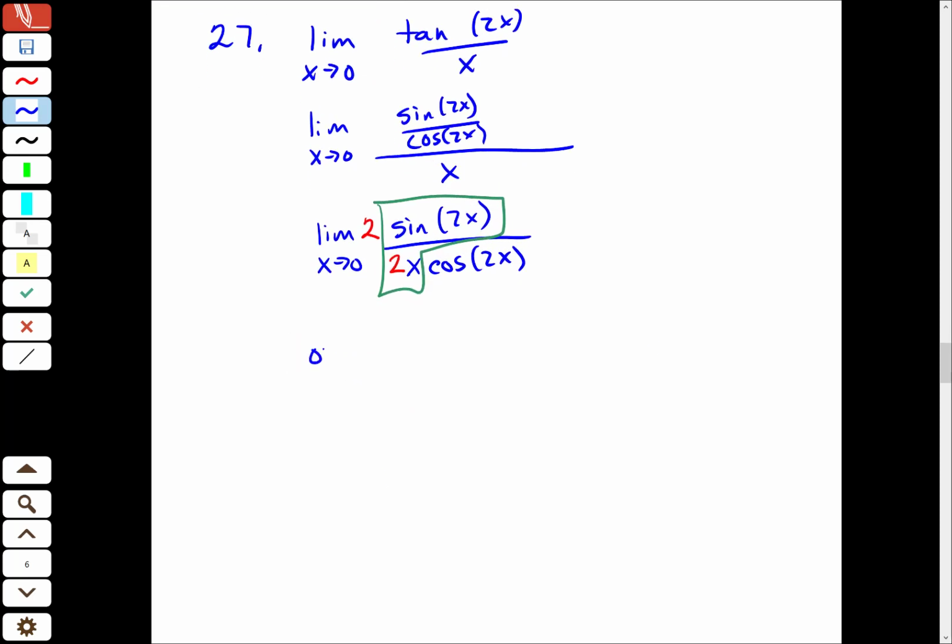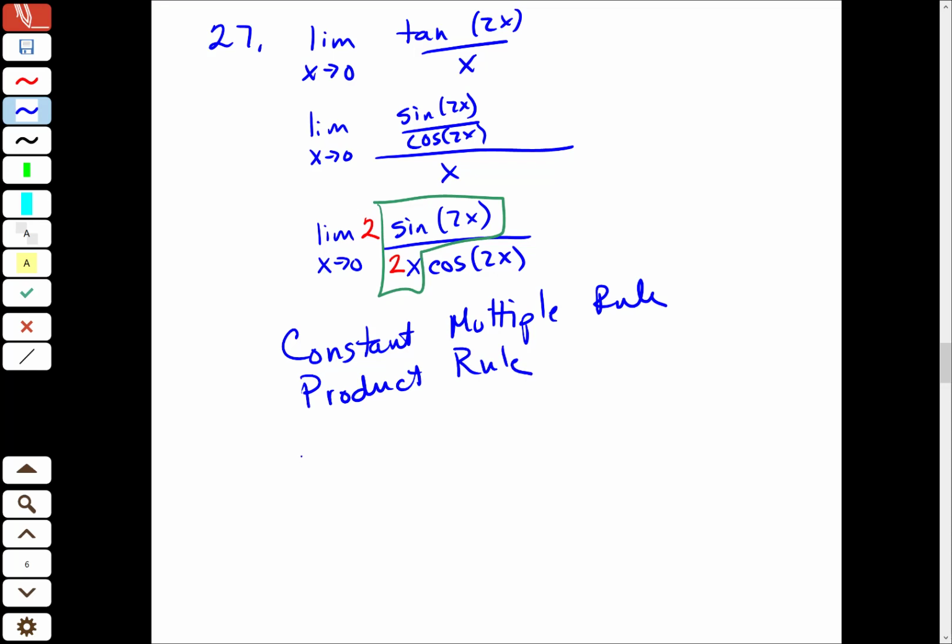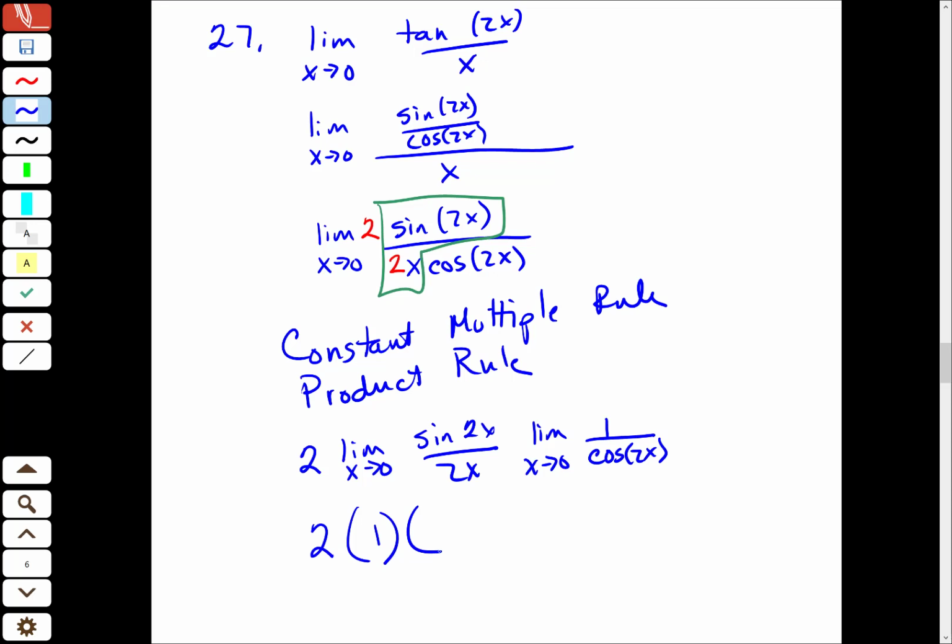Again, I'm going to use the constant multiple rule, and the product rule here. Okay, now this red 2 on top pulls out. This sine 2x over 2x, I can do that u trick, or u substitution. It's not really a trick. Cosine 2x, right? Okay, and so this is 2. This limit is 1, and the limit as x goes to 0 of cosine of 2x is also 1. So I get a limit of 2.